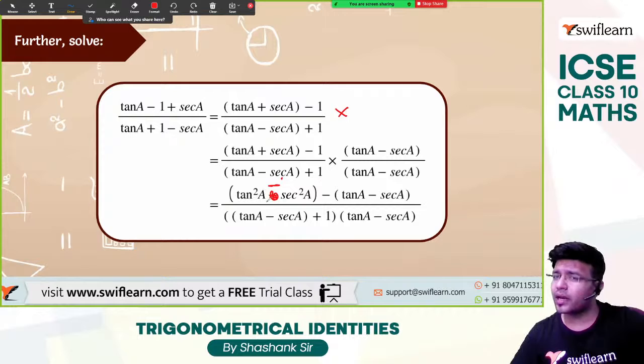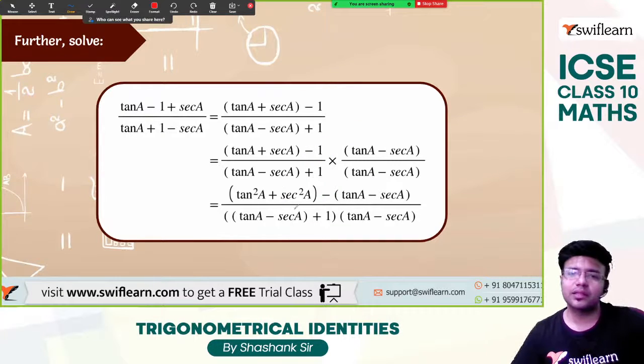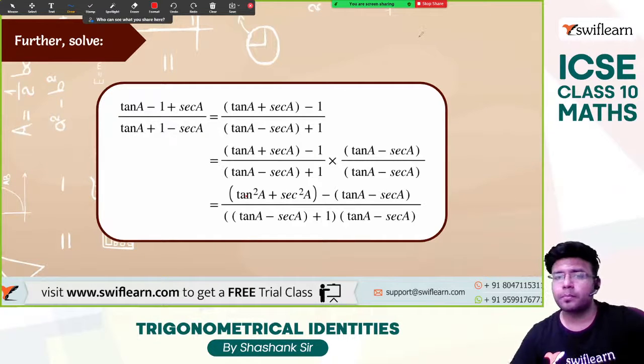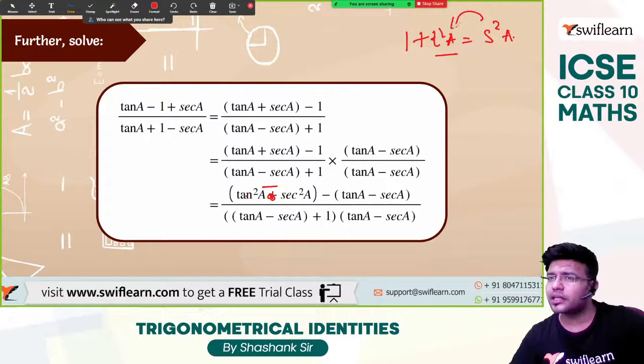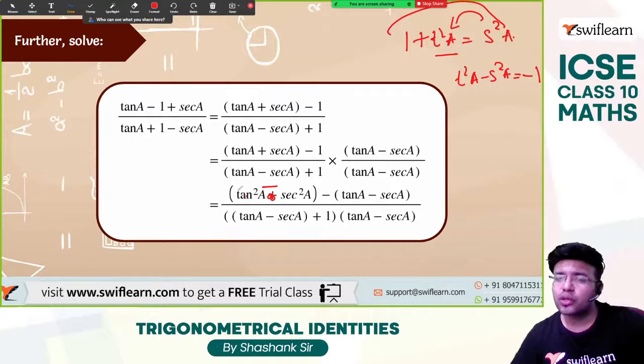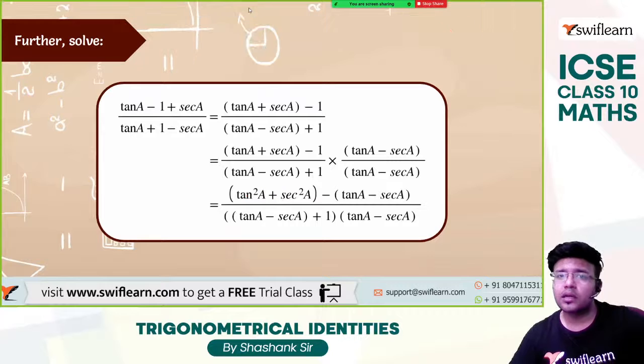So tan square A minus sec square A. Okay, and minus 1 into this is minus the whole thing, right? Yes. How much is tan square A minus sec square A? We know 1 plus tan square A is equal to sec square A. Here tan square A minus sec square A is equal to, this is plus 1, when it goes here it will be minus 1. So this whole thing is minus 1, right?